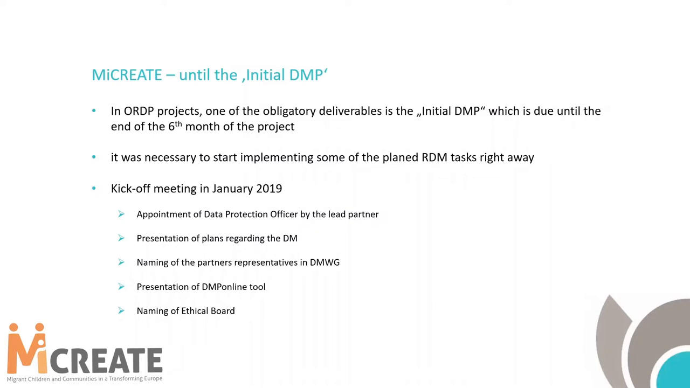Partners that were going to produce research data had to name one representative in something that we call the Data Management Working Group, DMWG. And we presented right away the tool that we were going to be using for preparing the data management plan. I don't know whether it was mentioned yesterday, not today. We were using the DMP online tool, which we will look at closely later. And something that is very important for our research, the so-called ethical board was named right away. If you think of children, migration, sensitive data, vulnerable population, you can right away know that the ethical board and the decisions it was making are really very important.